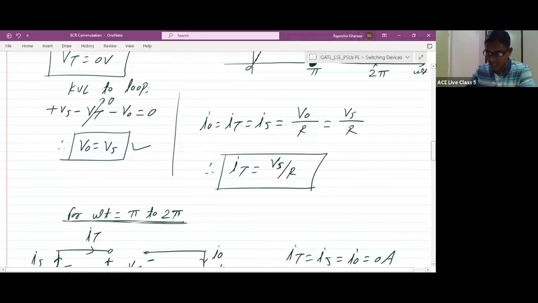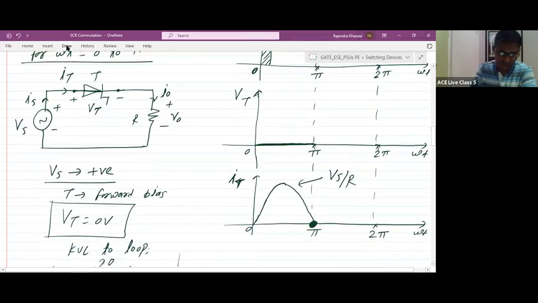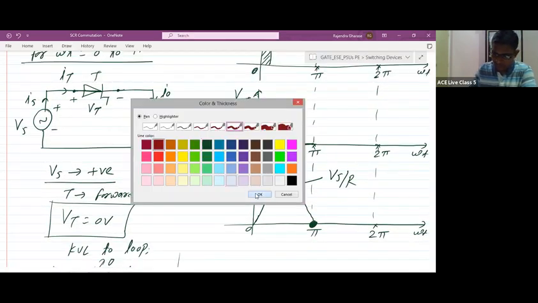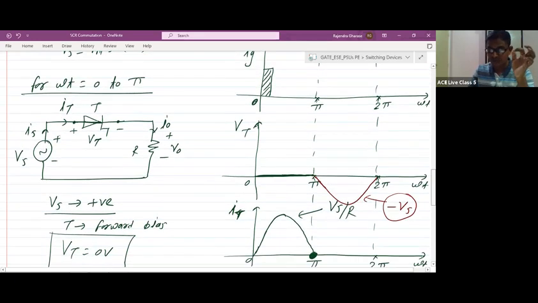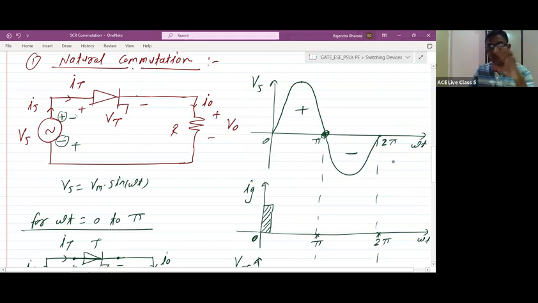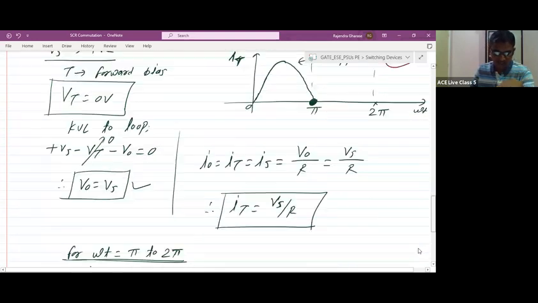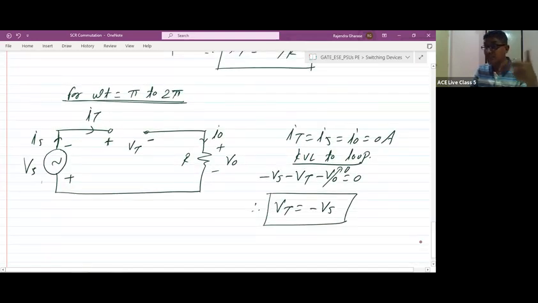The waveform for VT will be like this, negative only. This will be your minus VS. Right? Don't get confused. Here minus VS doesn't mean minus of the VS value during pi to 2 pi. You can check VS during pi to 2 pi, it is negative, so minus of that negative value would be positive. It is not like that, because here we have reversed the polarity of the supply voltage during the negative values of VS.